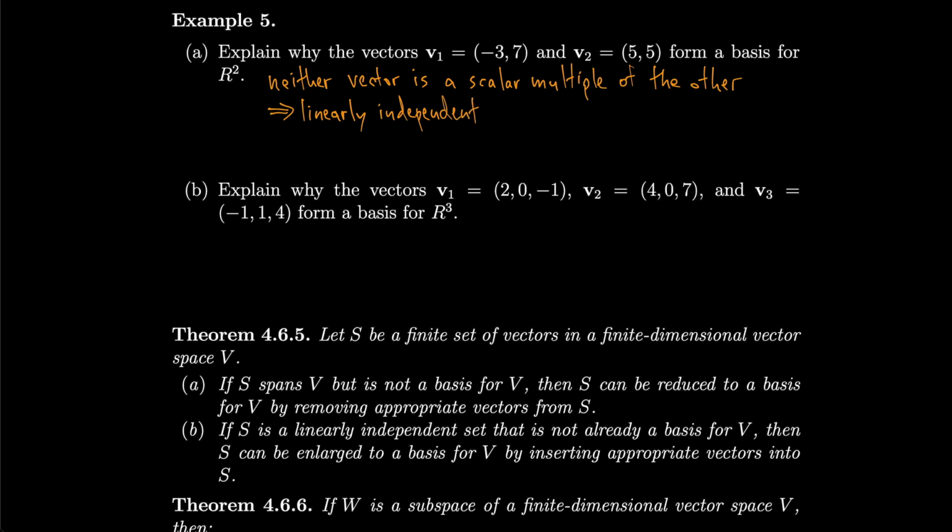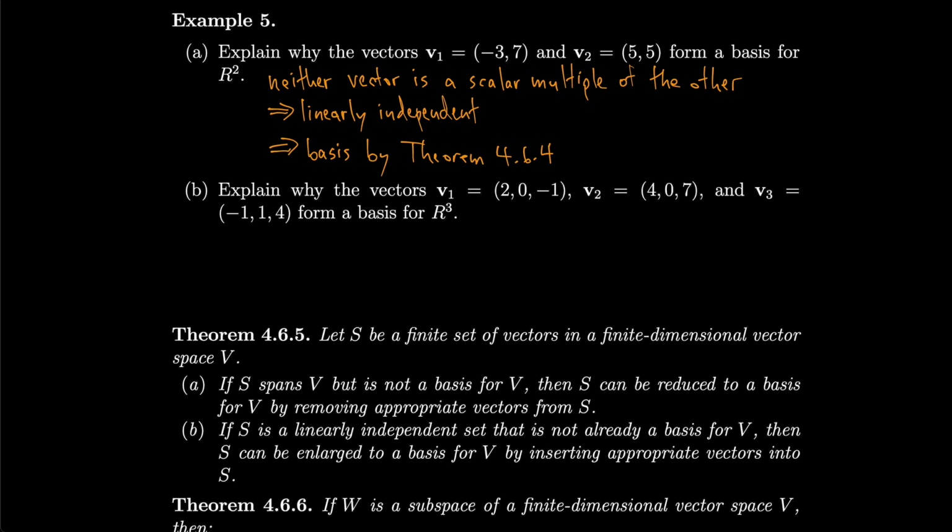But I already know that R2 is two-dimensional, and I have a set of 2 vectors, and it's linearly independent. Okay, so I don't even have to check that it spans. It's automatically a basis now by the theorem that we just proved. Theorem 4.6.4.